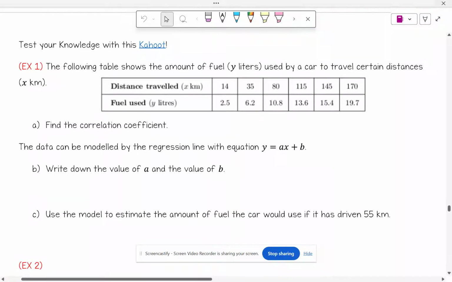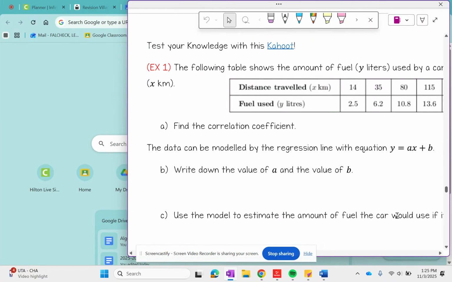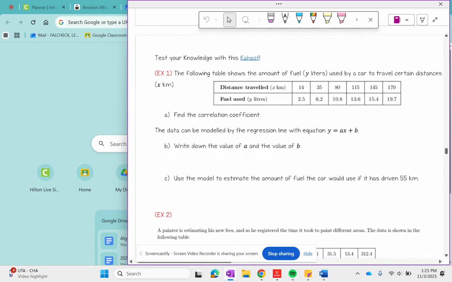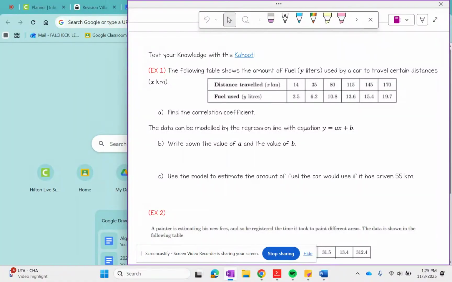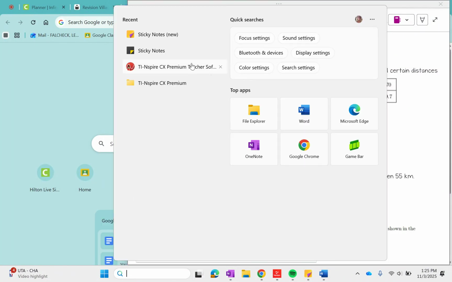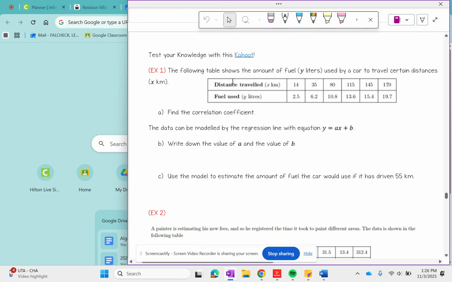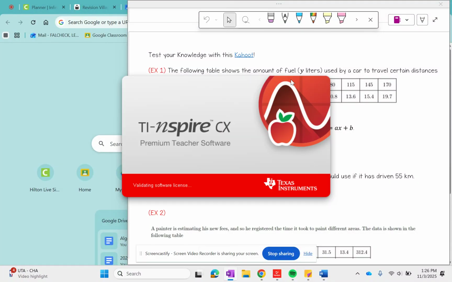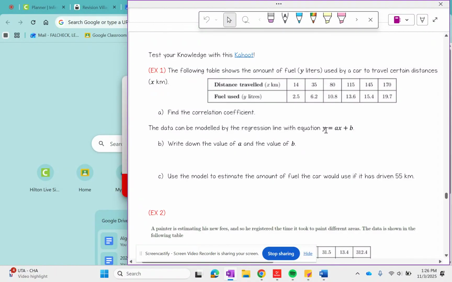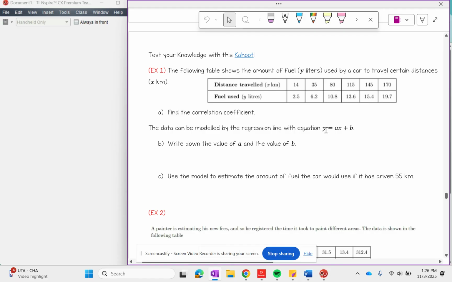Okay, let's go to example 1. It says, the following table shows the amount of fuel, y liters, used by a car to travel certain distances, x kilometers. Get your calculator open and ready to go because we are going to be spreadsheeting it up today. In your x list, type in the 1, 4, 3, 5, 8, 0 values. In your y list, type in the fuel used, okay? You're going to find the correlation coefficient and try to get the regression equation. Notice how this is y equals, y on x, the traditional linear regression that your computer always spits out, okay?